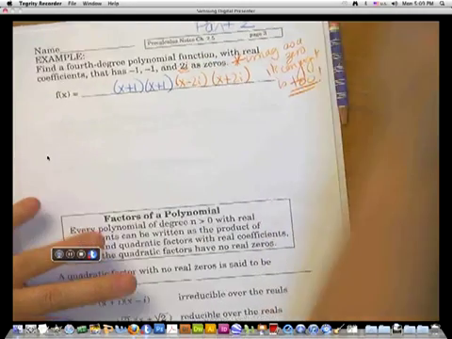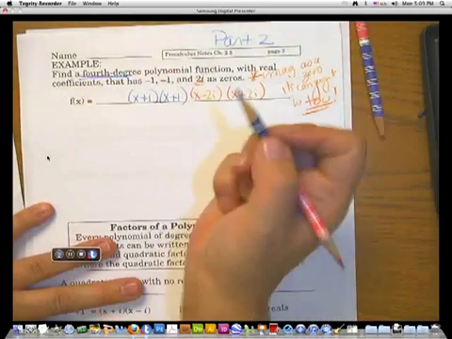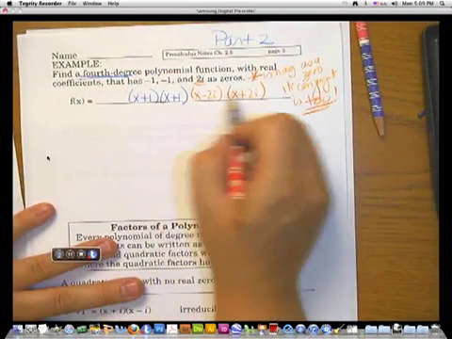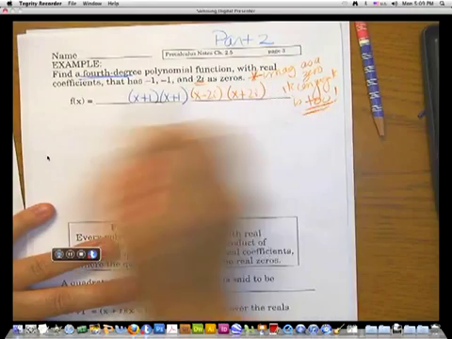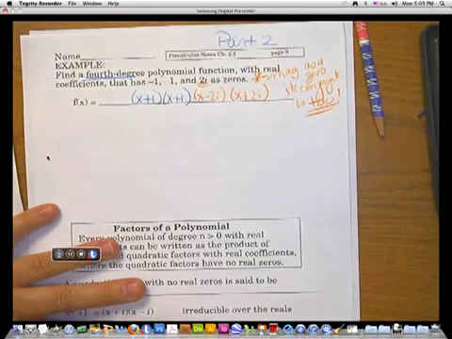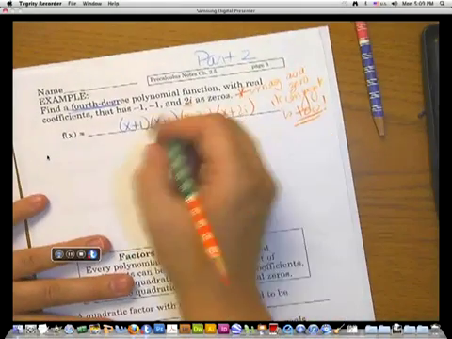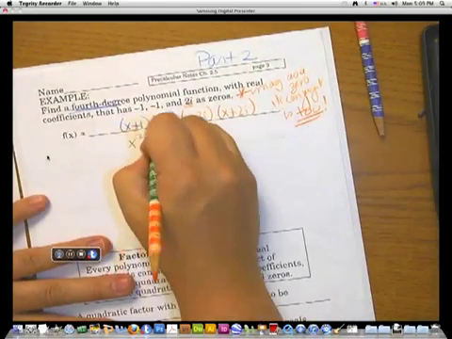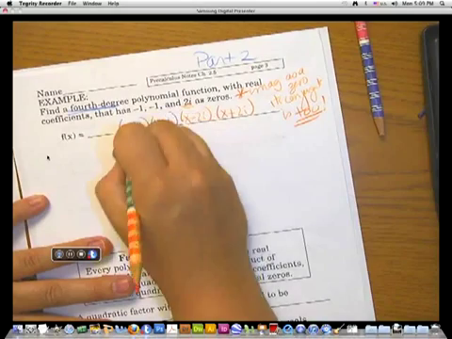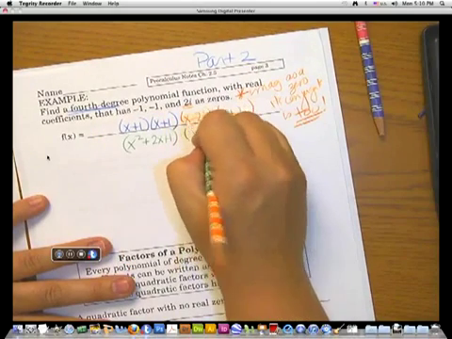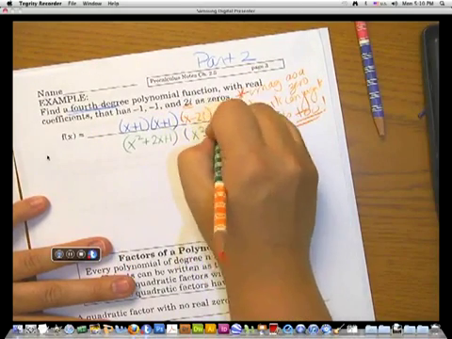And the other part of that is it said it was a fourth degree. So if this is 1, 2, 3, there's got to be a fourth one that has to be put in somewhere. So at this point we get to distribute. So this is x squared plus 2x plus 1. This is going to be x squared plus 4.